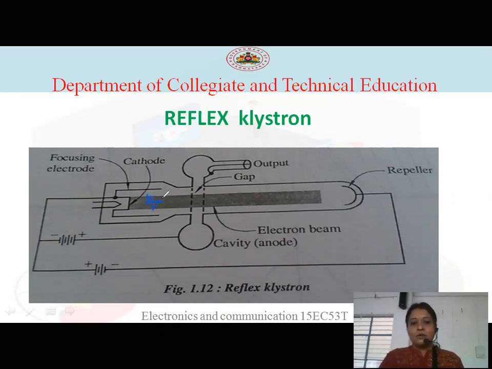Now due to this noise, the bunching of the electrons will take place here. This input we are not applying, we are not applying any input here. But we have to consider that a small signal RF field will be there due to the noise. Now what will happen? The bunching, just see here.